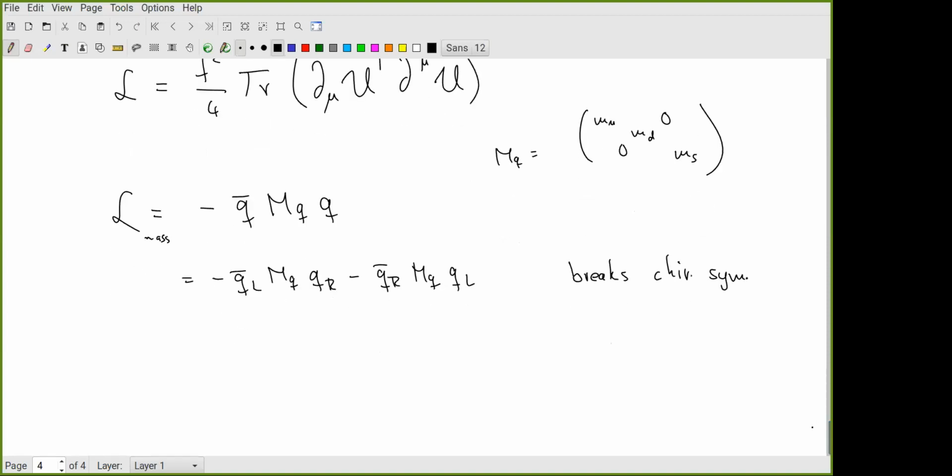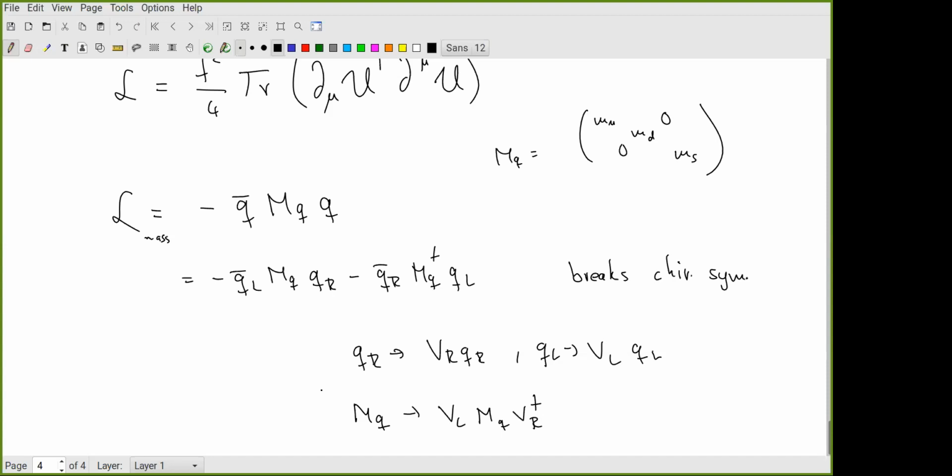But now you can do an ingenious trick. You say, if m_q under this rotation scales as, let's say, q right goes to V right q right, q left goes to V left q left, and then you say, just arbitrarily, m_q goes to V left m_q V right dagger, then you see this term is actually invariant under chiral symmetry. Okay, if you just make this assumption.